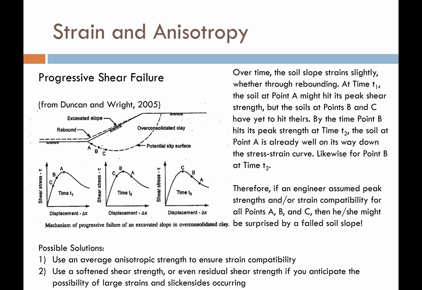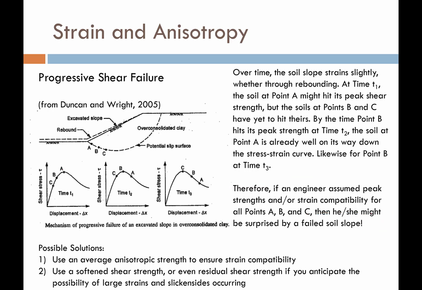So by the time then that B reaches its peak, A is already past the peak and has less strength, and C hasn't reached the peak yet. By the time the strain reaches C and C peaks, both points A and B are already softening and are losing strength. So at no point in this process did we see peak strengths at A, B, and C at the same time. So if an engineer assumed peak strengths occurring at the same time at points A, B, or C, you might end up with a failed soil slope.